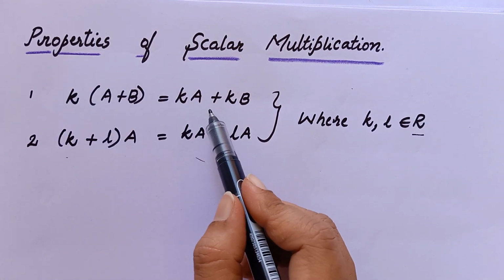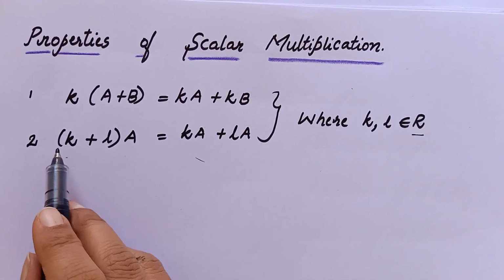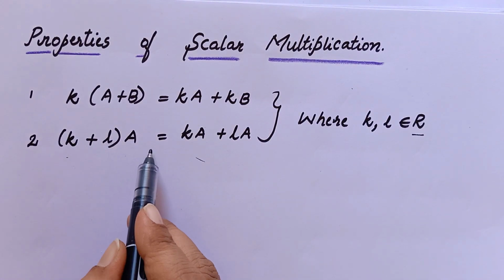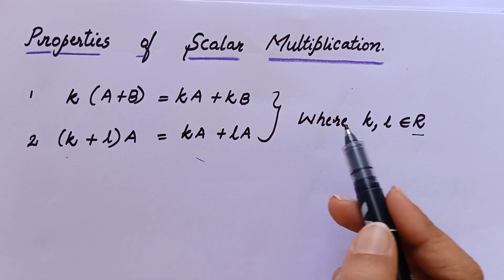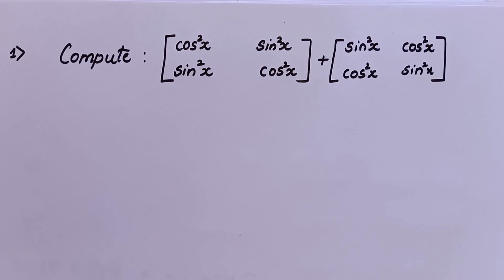Very simple to understand these properties of scalar multiplication. Now, based on this, we'll be solving some problems so we'll get a clear idea. We'll take an example now.